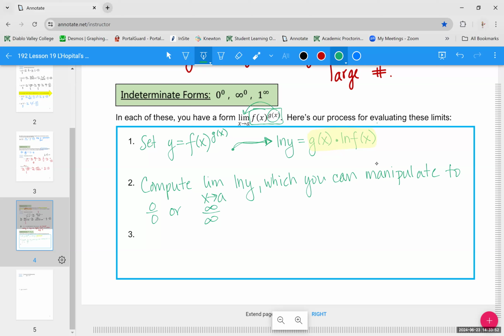The thing that you have to remember is that what you've just done is calculated the limit of ln y, and you didn't want the limit of ln y, you wanted the limit of y. So how do we undo the ln? We raise it as a power of e, right? So at the very end, you need to raise your answer as a power of e to undo the ln.